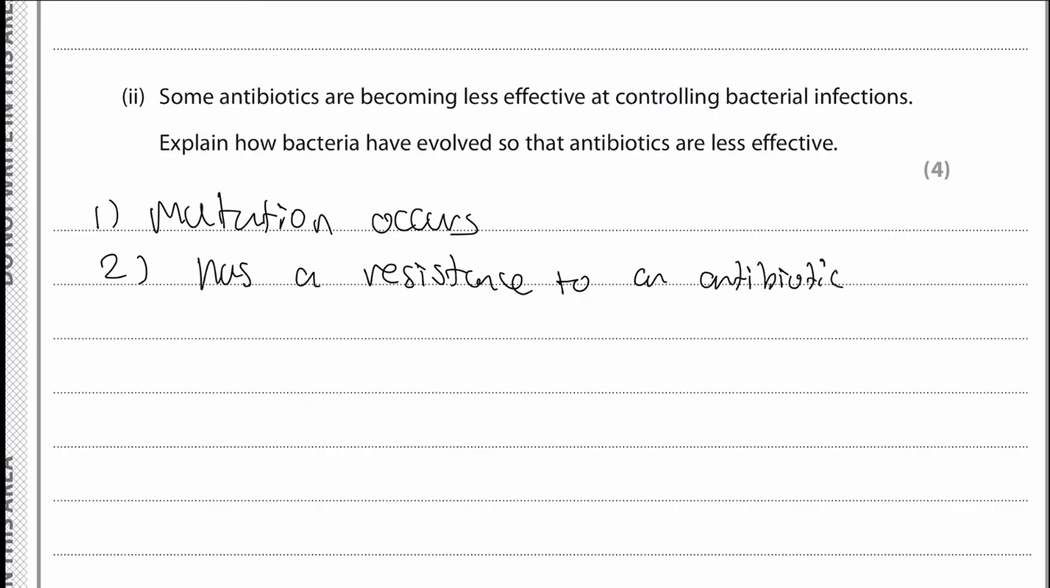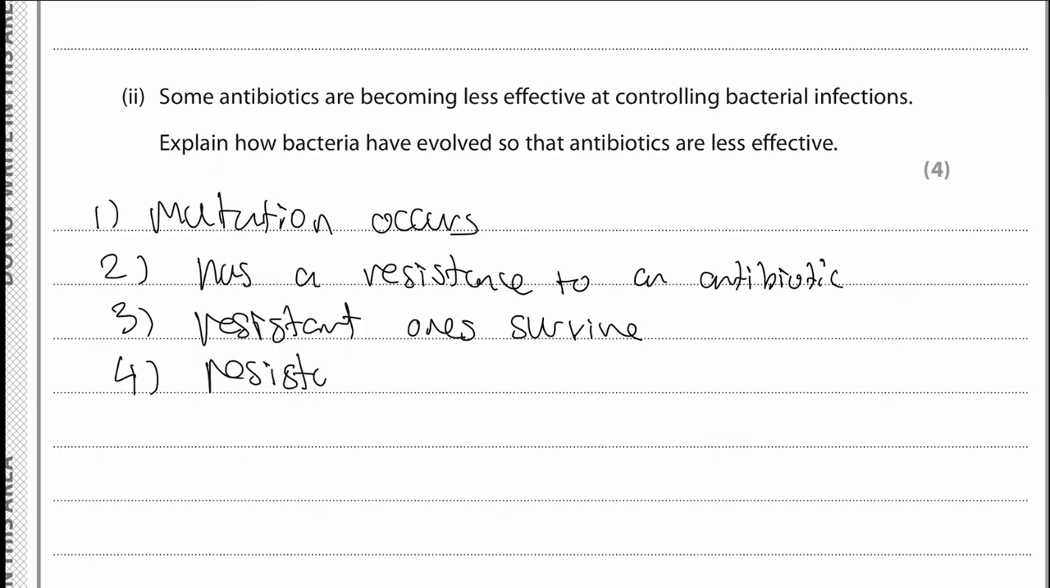Okay? So because it has this resistance, when we use antibiotics, it means that these are the only bacteria that survive. The rest of them are killed by the antibiotics, but these resistant ones survive. So resistant ones survive. Now that they survive, since they're able to survive, they're able to reproduce. They're able to produce many copies of that bacteria via binary fission, and that means that many bacteria have this resistant gene. So resistant bacteria multiply.